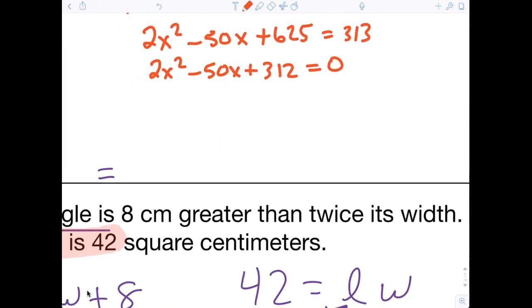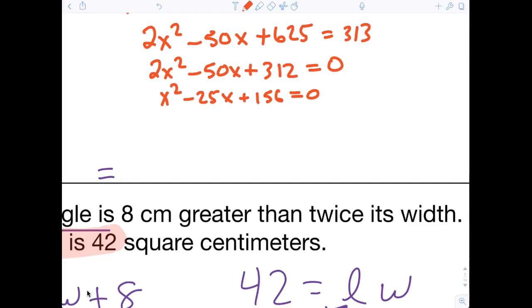Now, be careful, what do I need to do next? Thank you very much. Divide by 2. So I have x squared minus 25x plus 156 equals 0. Now, most people don't know what the factors of 156 that add to 25 are. Is anybody able to figure that out? Alright, it's okay. Anybody else? Nobody's able to tell me.